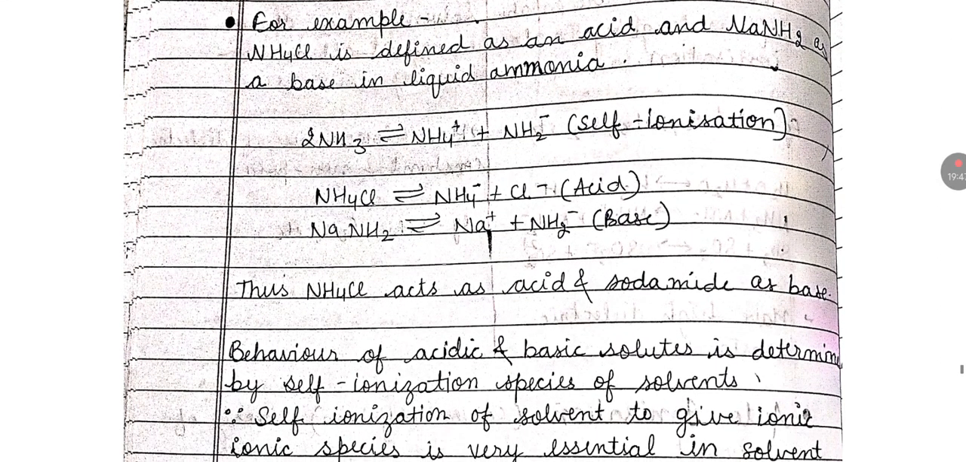For example, NH4Cl is defined as an acid and NaNH2 as a base in liquid ammonia. So, when we add NH4Cl in liquid ammonia, it releases NH4+ and Cl-. So here the cationic property is the same, thus it's an acid, and in NaNH2 the anionic property is the same, that's why it's a base.